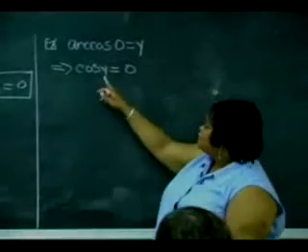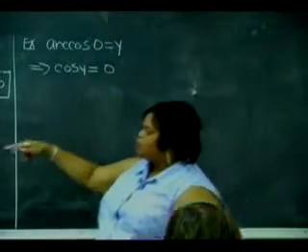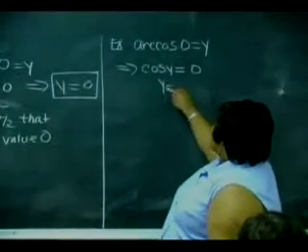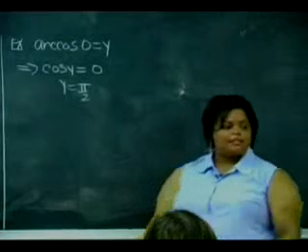So, what angle has cosine value 0 between quadrant 1 and quadrant 2? What angle is that? Pi over 2. Okay? Pi over 2.